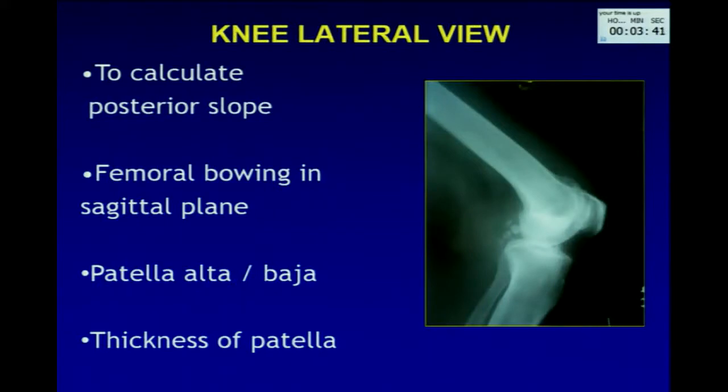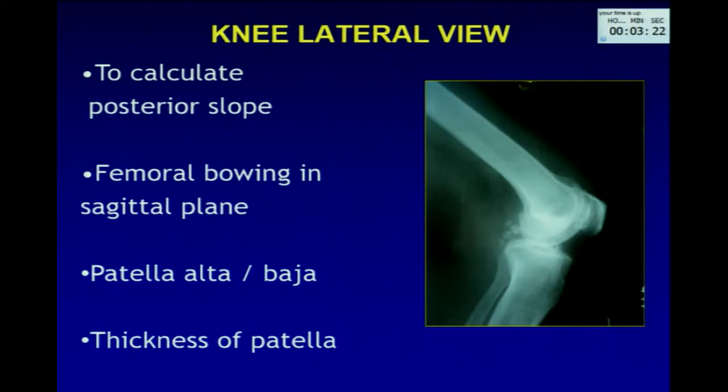So in the knee lateral view, what are the things we want to see? We want to see the posterior slope. The posterior slope varies. If you do the study, the slope varies from 3 to 10 degrees in the Indian population. You want to see the femoral bowing. Not all femurs are straight in the lateral view. In osteoporotic bone, you may have excessive bowing of the femur, a dorsal curvature of the femur.